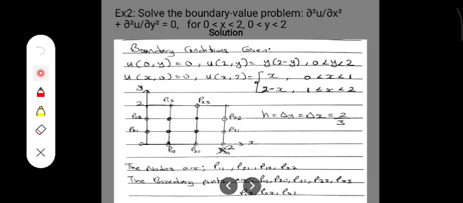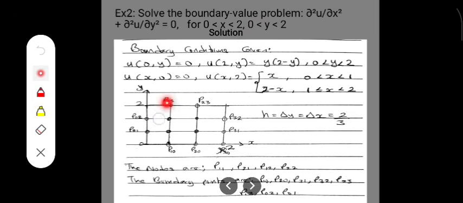For example 2, it says solve the boundary value problem for del square u over del s square plus del square u over del y square equals 0 for 0 less than s less than 2, which means the value of s ranges from 0 to 2 on the s axis, and 0 less than y less than 2, that means our y axis ranges from 0 to 2.